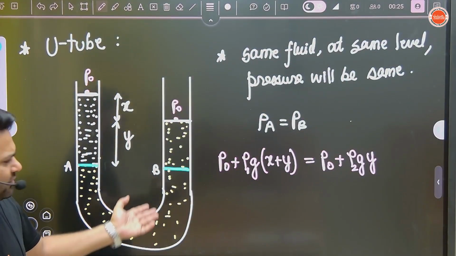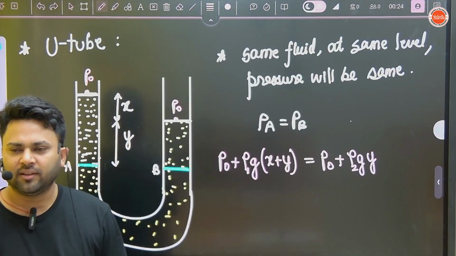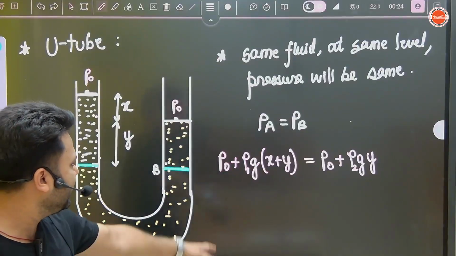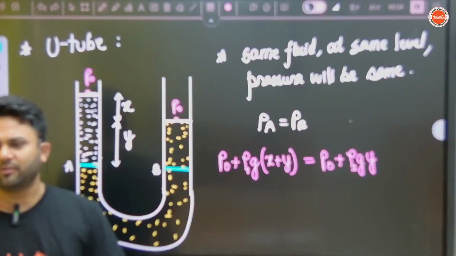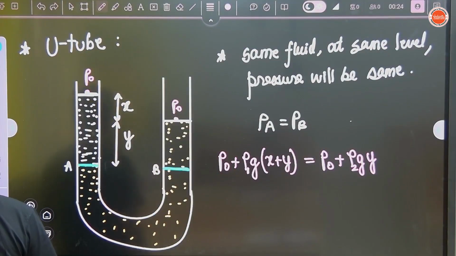They can ask anything, you solve. This is the main equation. They can ask the x value, the y value, or the density of the liquid. You just have to remember this expression, not mug it up. Just remember: at the same level, pressure will be the same.